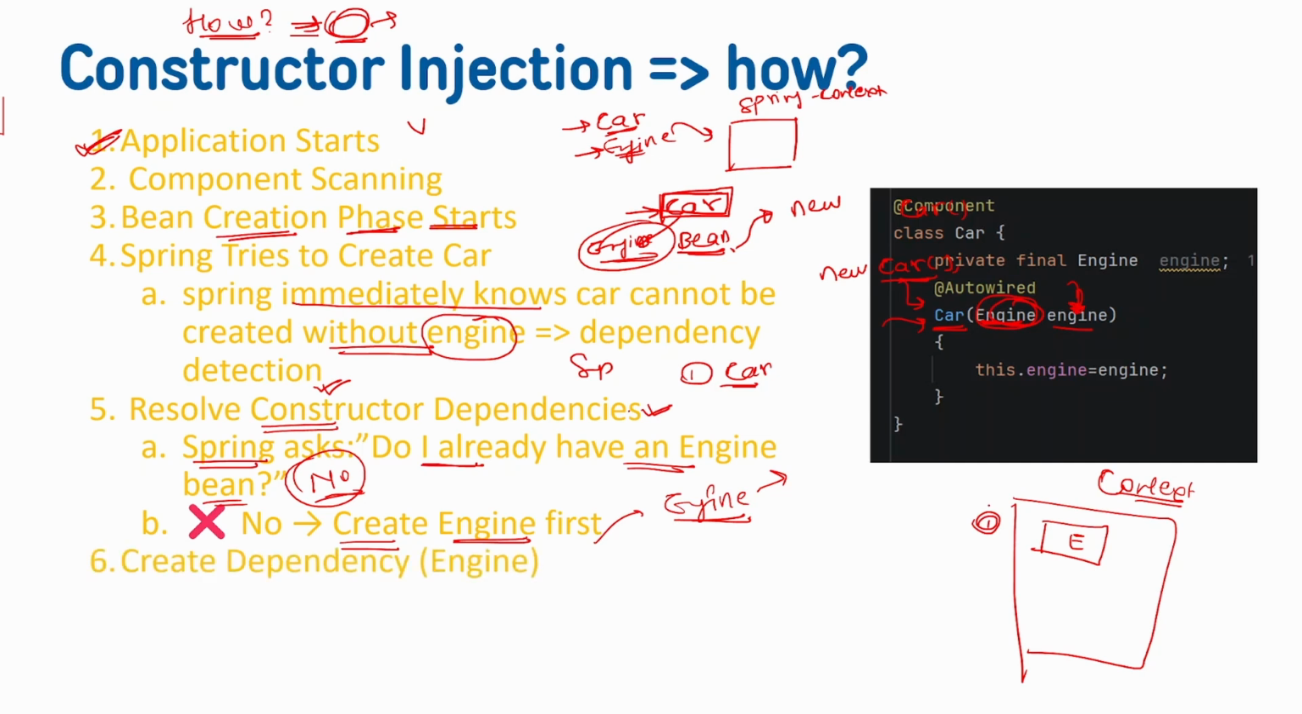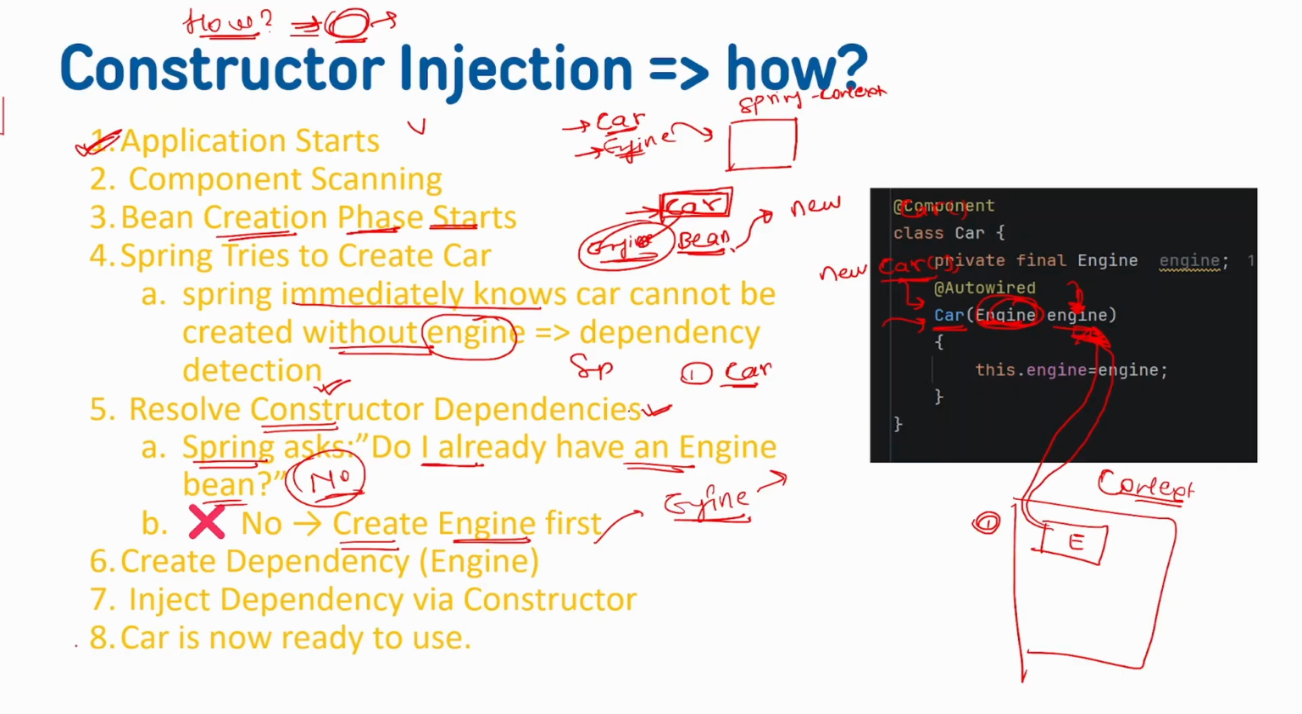Next, the Engine dependency is created. Now this Engine dependency is injected into the constructor. After the Engine is created, it is injected into the constructor, and now the Car bean is created. The Car bean is also created, and its dependency Engine is injected using the constructor, and now the Car is ready to use.